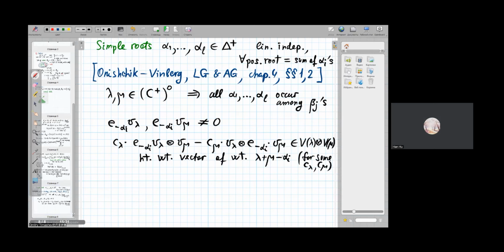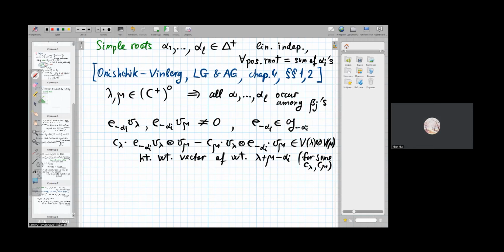This is why alpha I occurs among tails, and this holds for any I. Now we conclude E minus alpha I. This is the root vector. So recall that we have a root decomposition. So this E minus alpha I is a root vector spanning the root subspace corresponding to the root minus alpha I. This is a generator of the root subspace in the Lie algebra corresponding to this root.